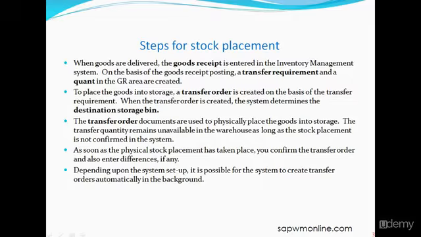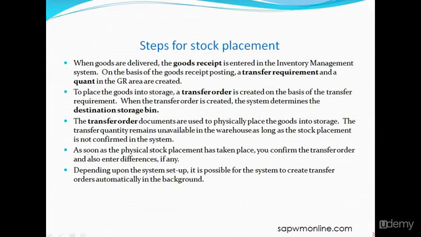So let us see the steps for stock placement, how it happens or how it is done. When goods are delivered, the goods receipt is entered in the inventory management system. On the basis of the goods receipt posting, a transfer requirement and a quant are generated at the GR area. To place the goods in storage, a transfer order is created on the basis of the transfer requirement. When the transfer order is created, the system determines the destination storage bin. The transfer order documents are used to physically place the goods into storage.